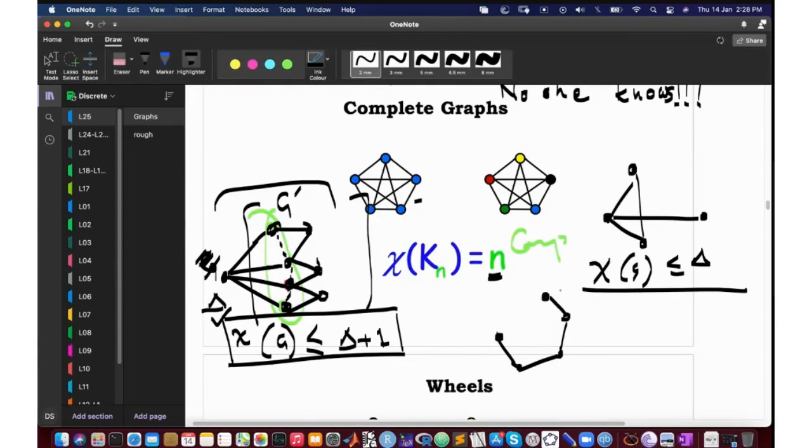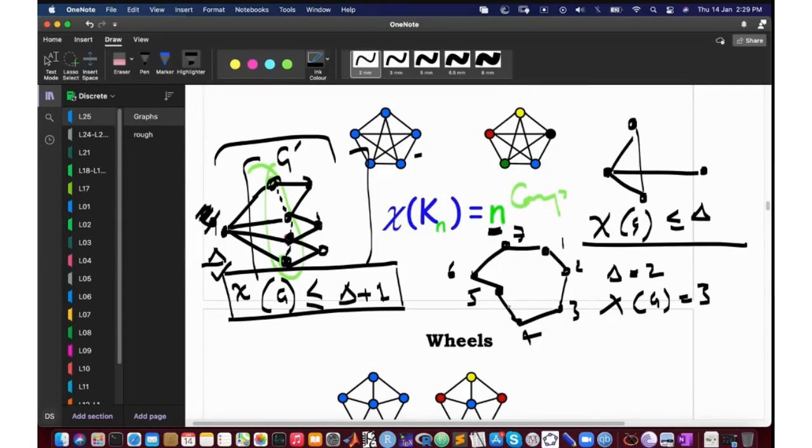How many vertices did I make? 1, 2, 3, 4, 5. I need 2 more. 6 and 7. What's the max degree? And how many colors do I need? 3, right? I need 3 colors because it's an odd cycle. It's not a bipartite graph.